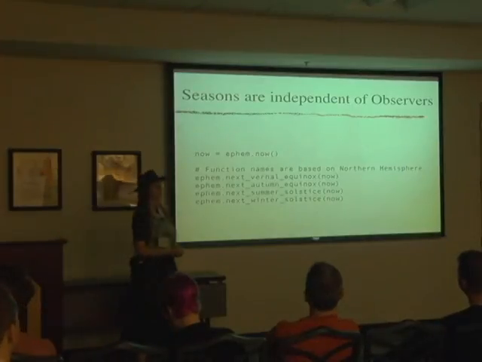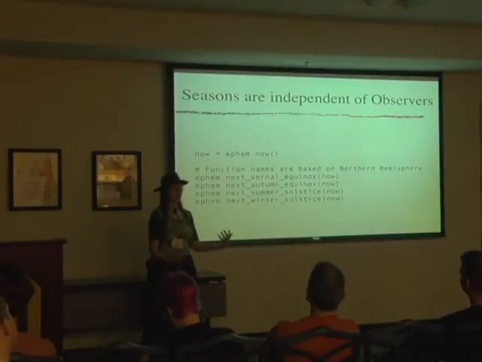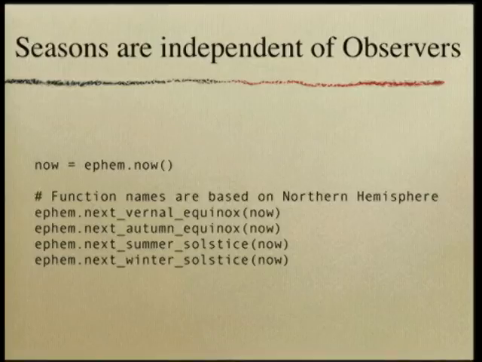Another thing PyEphem can do is the seasons. Now, I just told you that everything depends on the observer. The seasons don't. So all you need is a time, and you say, okay, when's the next vernal equinox, autumn equinox, summer solstice, winter solstice. The summer, winter, autumn, those are obviously based on the northern hemisphere. So if you're in the southern hemisphere, when it says autumn, it means spring, and all that's backwards. But all you need is a time, and it'll tell you when the next equinoxes are. So if you want to know when spring is going to happen.